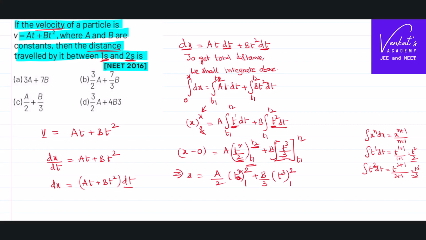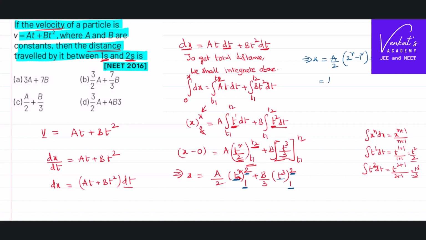Now let us apply these limits and see what you will get. This implies displacement x equal to a by 2. In the place of t, I put 2 first. That is 2 square minus 1 square, upper limit minus lower limit, plus b by 3. Again in the place of t, upper limit and then lower limit, 2 cube minus 1 cube.